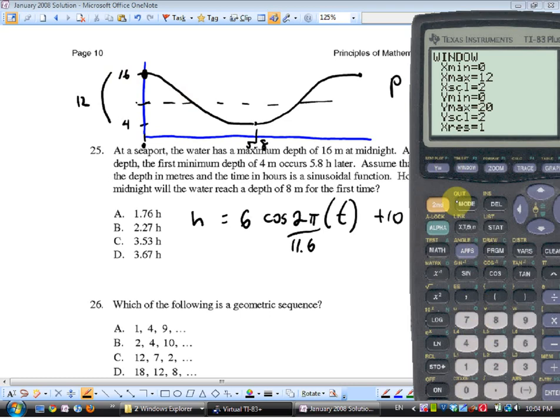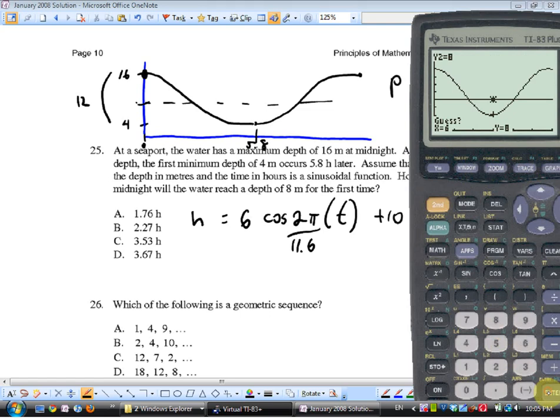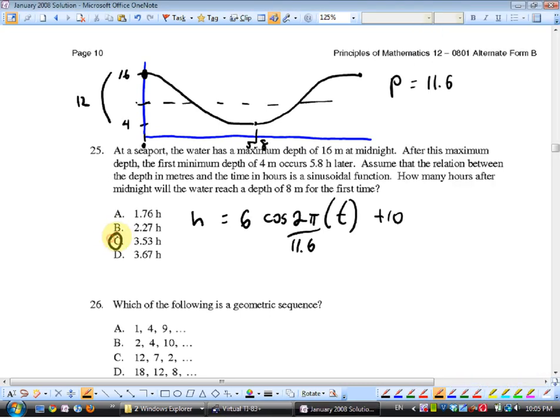Now, this is asking me to find a time value. They've given me another x value, so what I do is I graph y2 is 8. There's my tide goes down, tide goes up. There's my second line, 8 meters high. What am I looking for? Where those two lines cross. So I use the intersection method. It's nice, it's visual. Guess close to there, enter. And I get 3.53 hours, C.